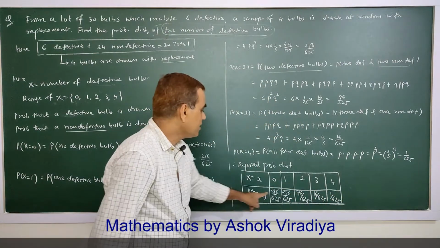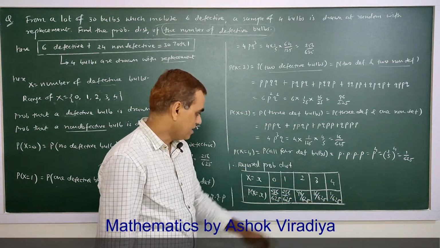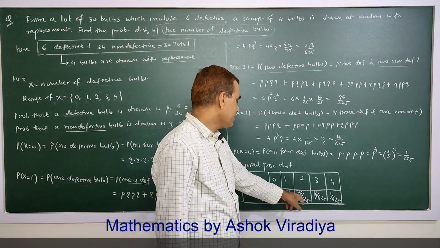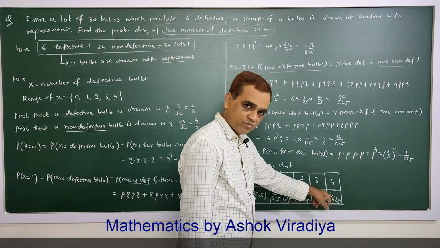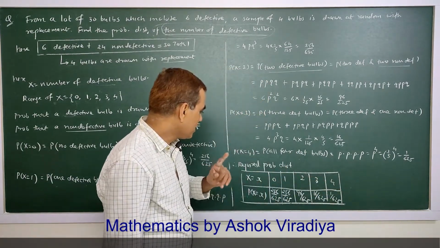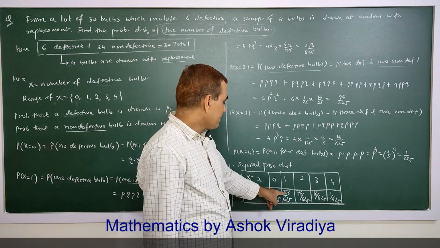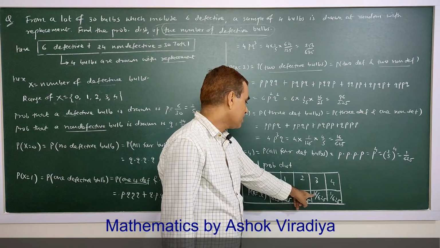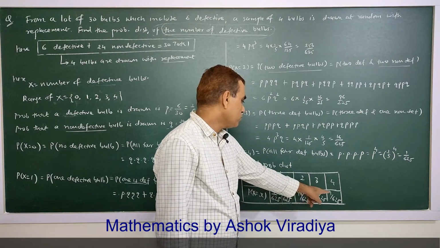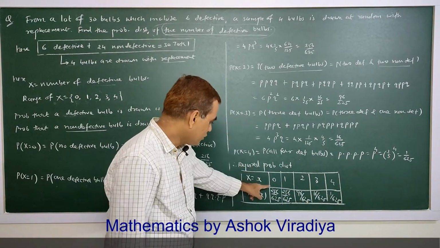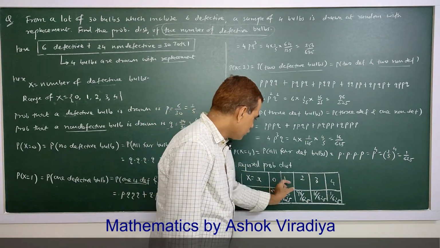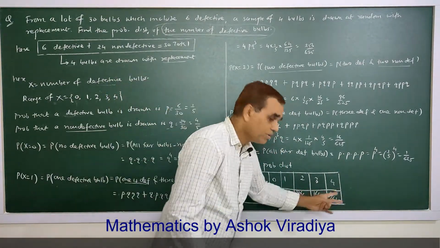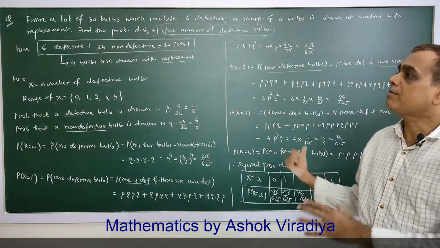And check the sum of these numbers, it must be 1. So here 6 plus 6 is 12, 12 plus 6 is 18, 18 plus 6 is 24, 24 plus 1 is 25, and carrying the rest, the total is 625 by 625, that is 1. Sum of these numbers is 1. So this is the probability distribution.